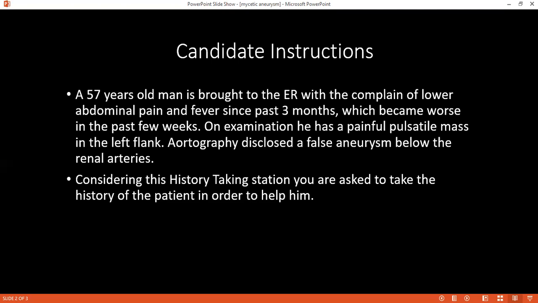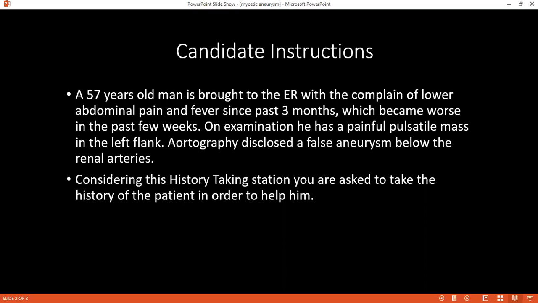I have a bulge just over here. It started about 3 months ago. I'm so sorry to hear it, Mr. Chen. I think it is troubling you so much. I want to ask you a few more details about your problem.